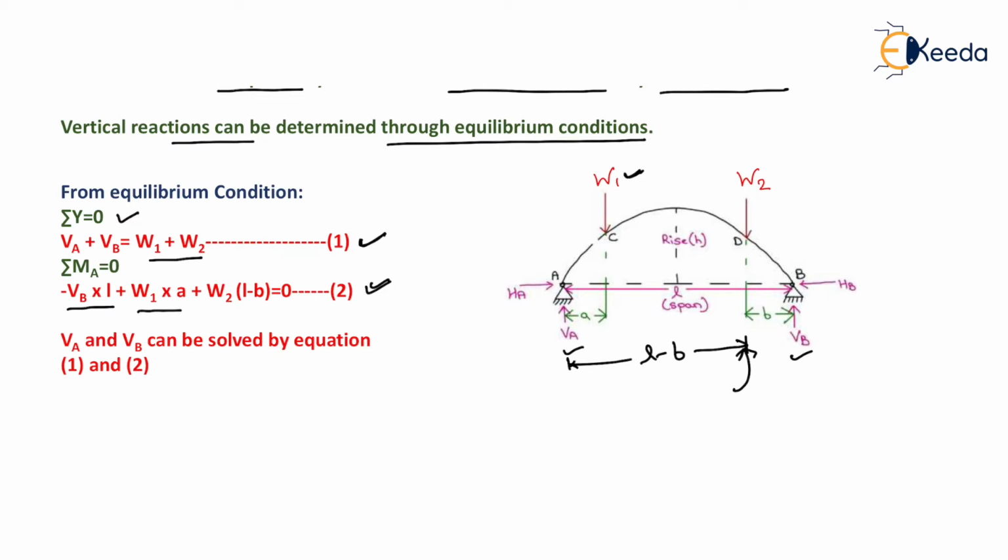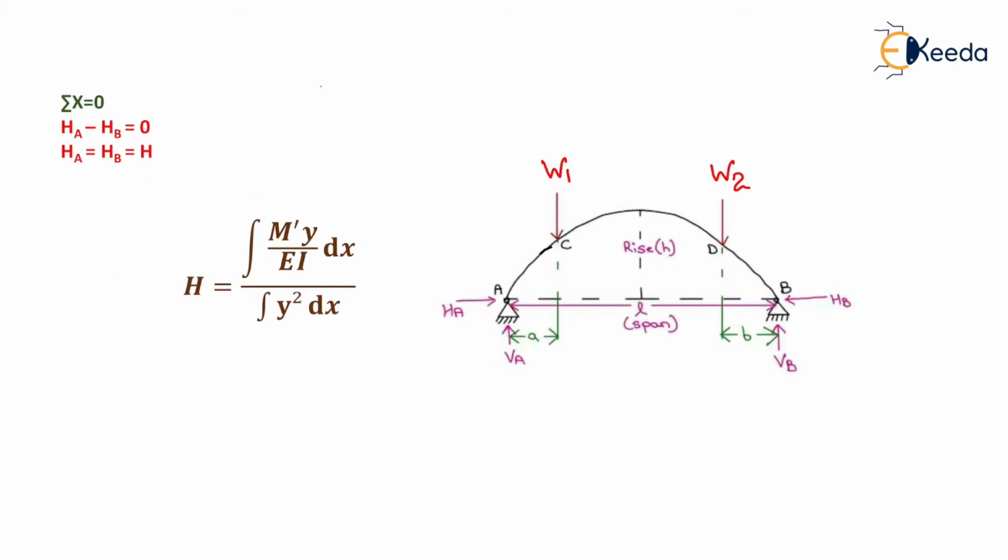By solving equation 1 and 2, we will have only two unknowns, that is VA and VB, and we will have two equations, so we can easily determine the values of VA and VB. Now to find the horizontal reaction, let us assume it as redundant. For finding the reactions HA and HB, we need to consider these reactions as redundant force.